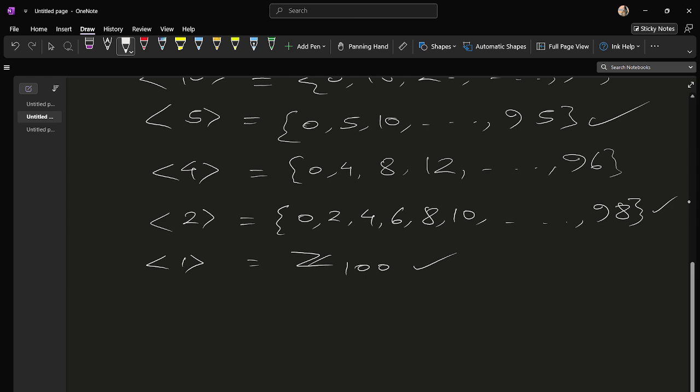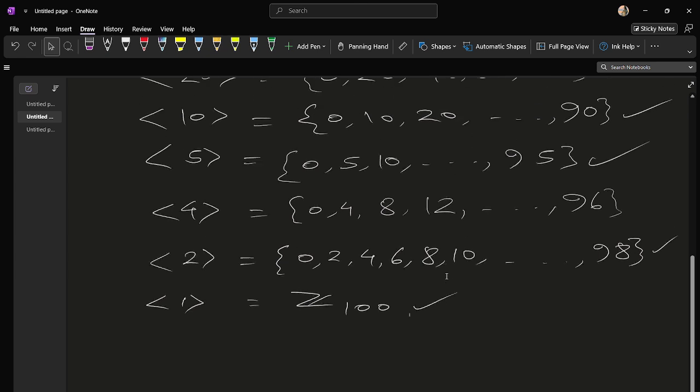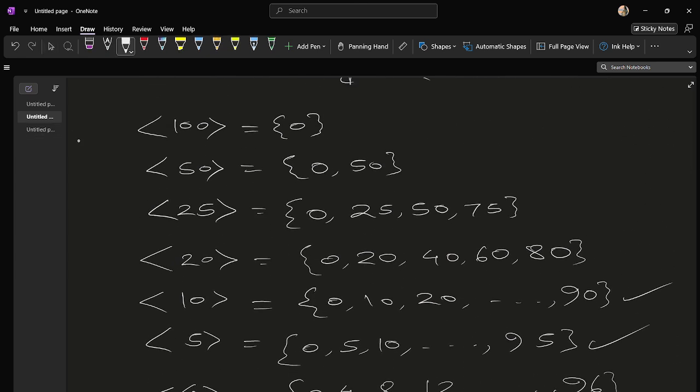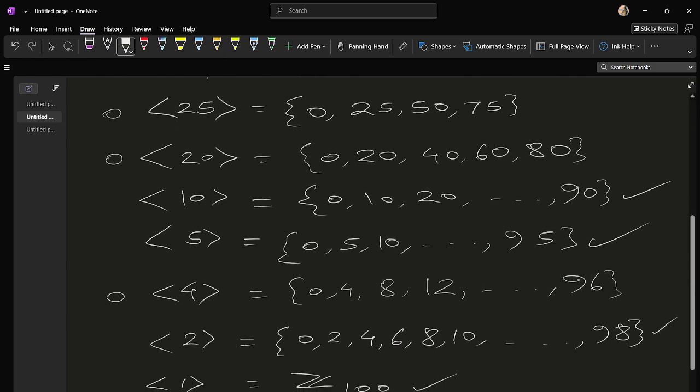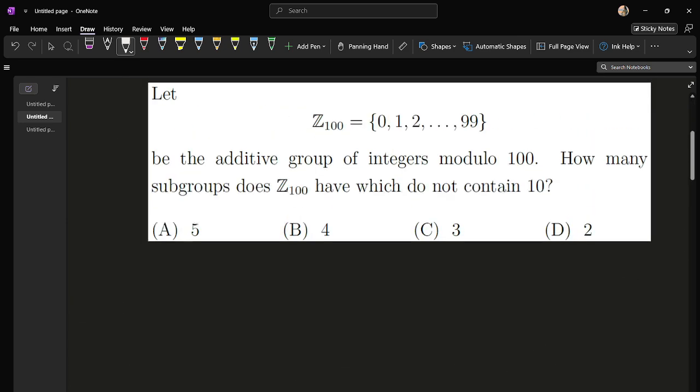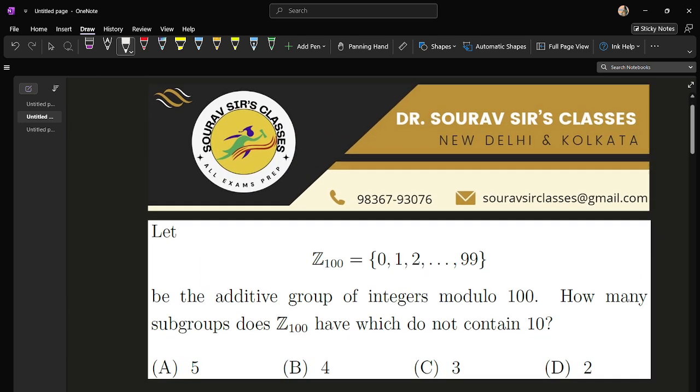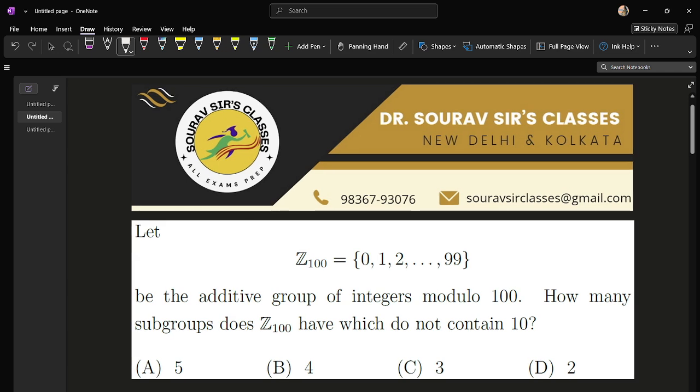Okay, so the subgroups that do not contain 10 are this, this, this and this. So how many are there? There are 1, 2, 3, 4, 5. So, how many subgroups does Z100 have which do not contain 10? That will be our answer. Then our answer will be 5. Yeah.